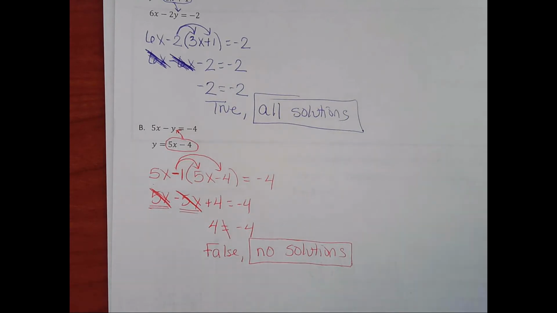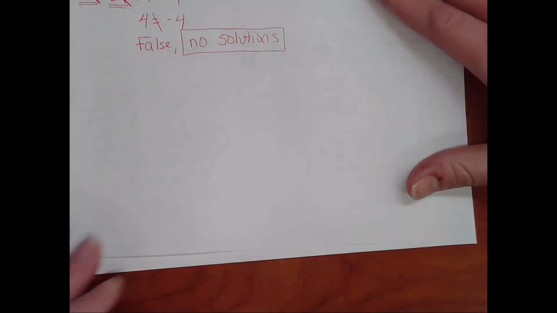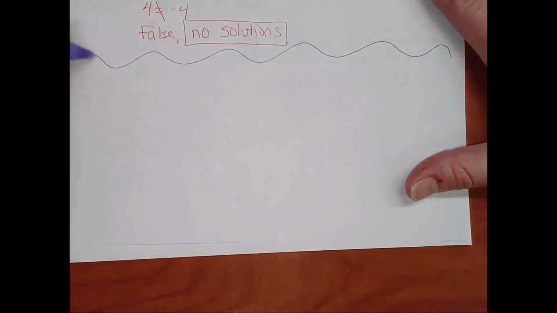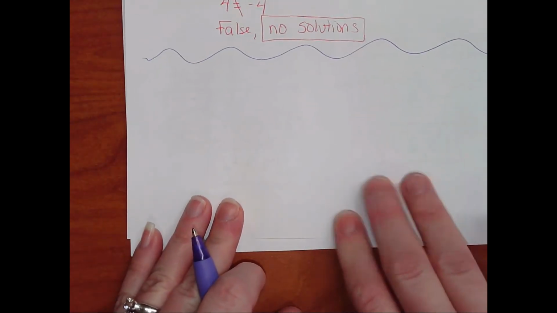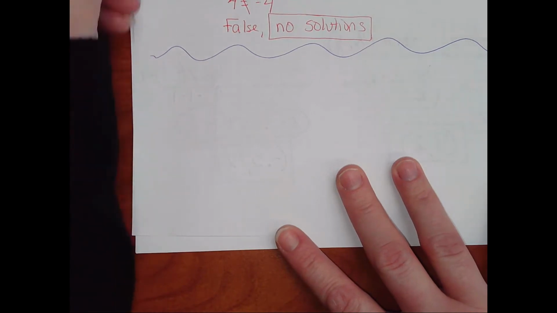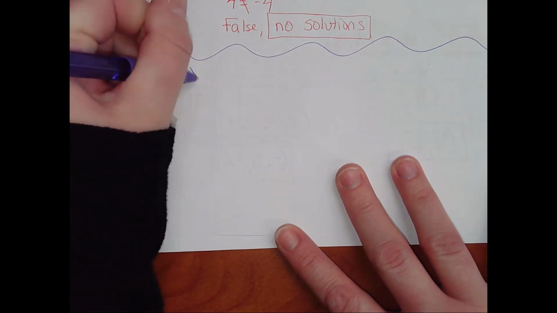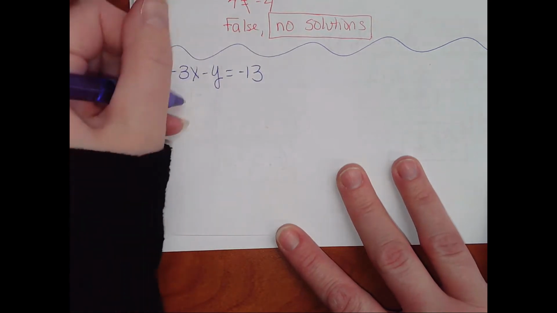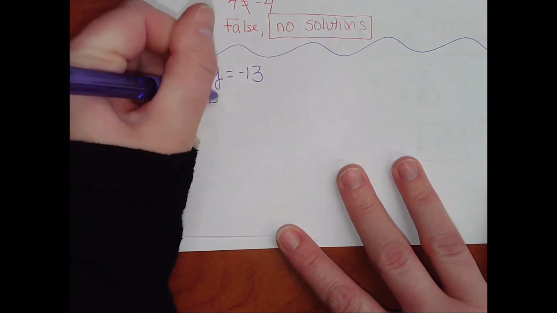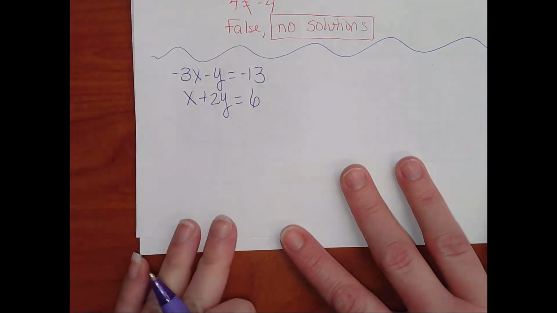So I want to show another problem like that and see if I can get it to make sense, I guess I could say. So down here, I'm going to write out another problem. So this is from yesterday. So if I gave you the system, which just means two or more equations, negative 3x minus y equals negative 13, and then x plus 2y equals 6, and we need to solve.